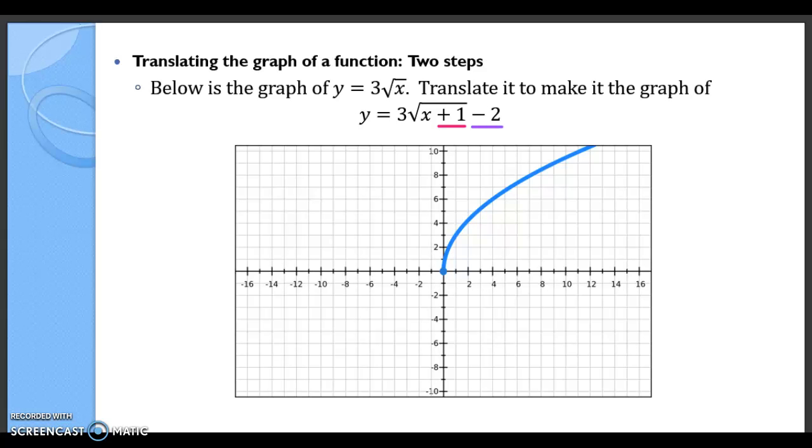The minus 2 is going to take all of our outputs and make them go down 2. So we're going to take the whole graph and shift it down 2. And then the plus 1 is going to move everything to the left 1. So I go for this center point at 0, 0. I'm going to go down 2 and to the left 1. So that point's going to end up here.